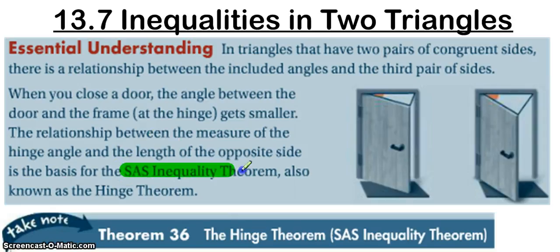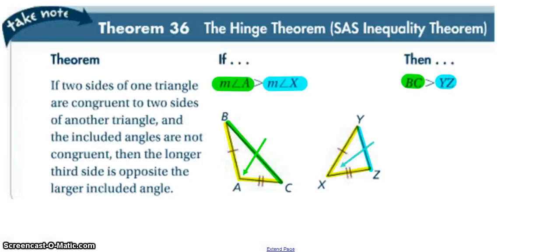This deals with our side-angle-side inequality theorem, which tells me that if I have two triangles that are related to each other, and I know congruent parts, but then I know parts that are not congruent, I can figure things out based off comparing those non-congruent parts. Let's look a little bit more at this. So here is our hinge theorem.